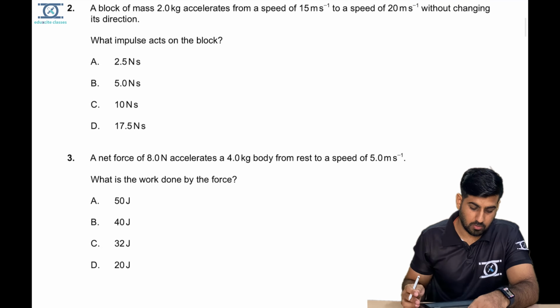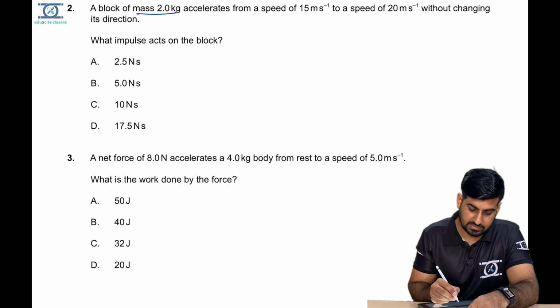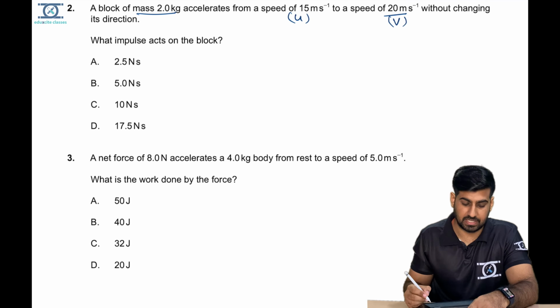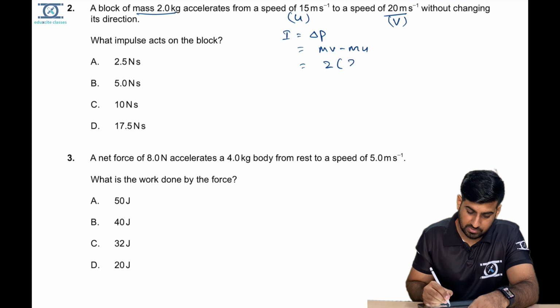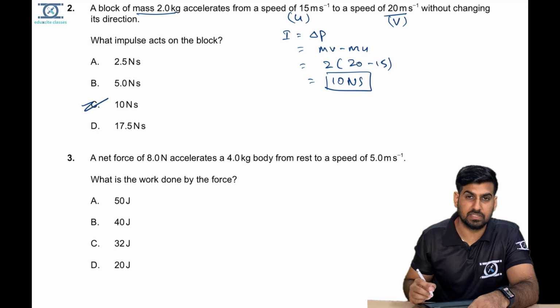Question number 2, a block of mass 2 kg accelerates from speed 15, so this is my initial speed, to speed 20, which is my final, without changing its direction. Calculate the impulse. Now we know that impulse is the change in momentum, and change in momentum is final momentum minus initial momentum. As mass is constant, final is 20, initial is 15, so that will be 10 Newton second. Very easy. Option C is the right answer.